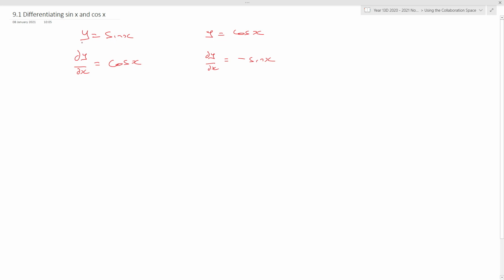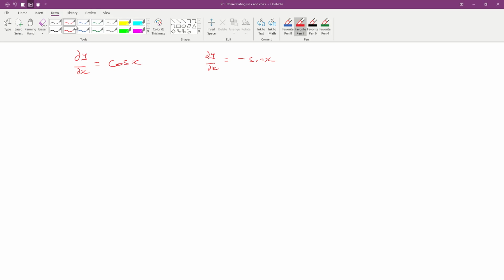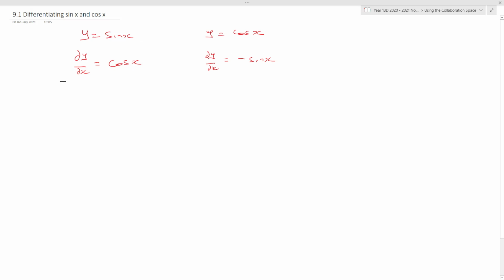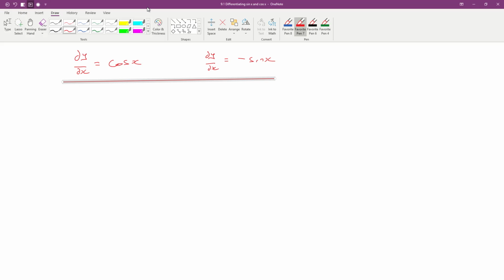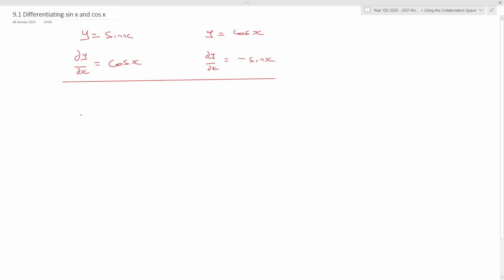And what we're going to do is prove that if y equals sine x, then dy over dx is cos x from first principles. In order to do that, I need two facts. Just draw a line under this then to make a start. Okay, so we need two facts.